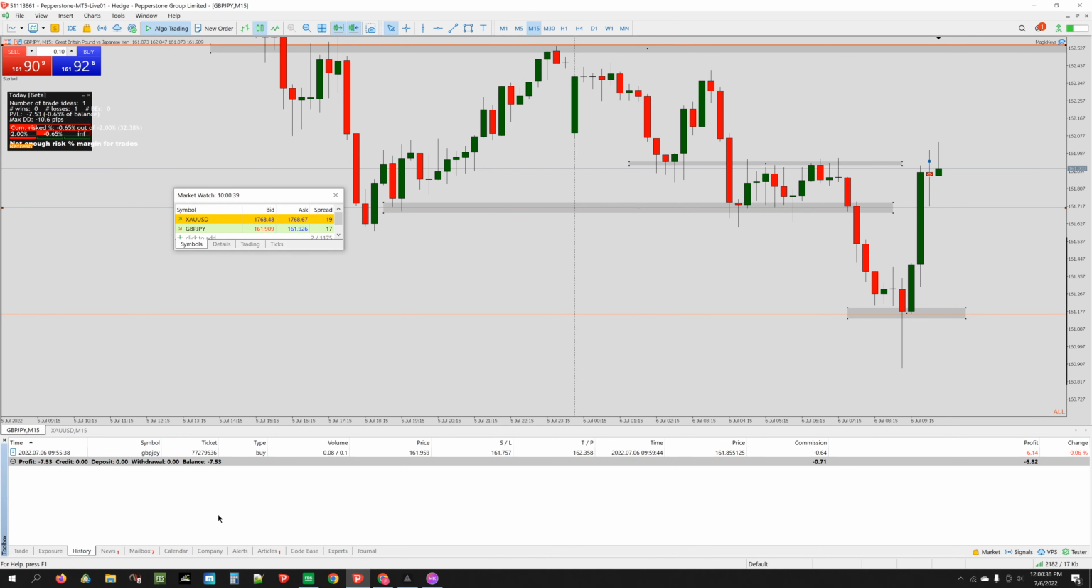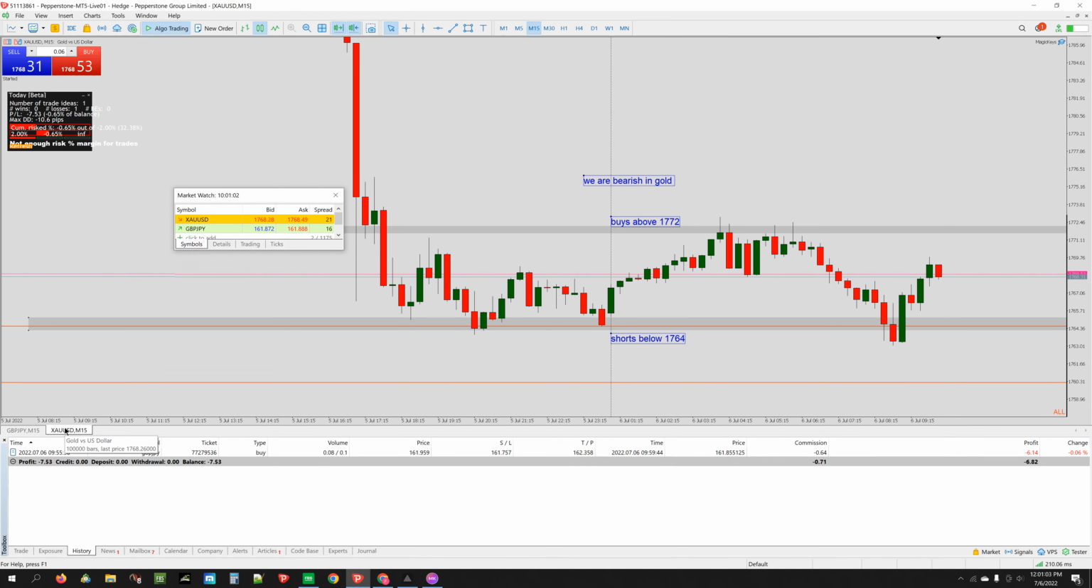So yeah, I risked around 14 US dollars on this trade. The trade didn't work like I wanted it to work. I closed everything. My initial risk was $14. I was able to manage my risk to 7 US dollars on this trade, and that's it for today.